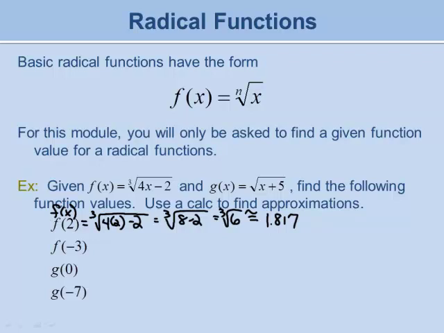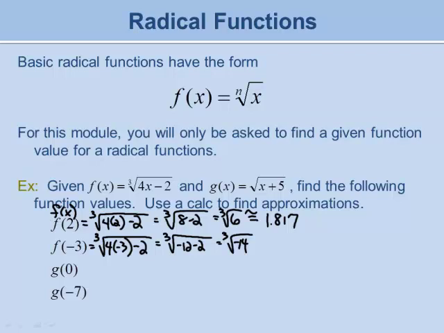All right, f of negative 3 simply means to place negative 3 in for x in your f function. So again, we've got the cubed root of 4 times negative 3 minus 2, which is equal to the cubed root of negative 12 minus 2, which is equal to the cubed root of negative 14.